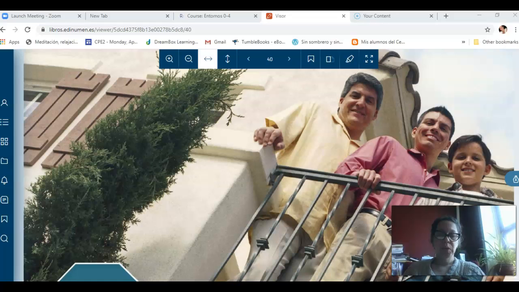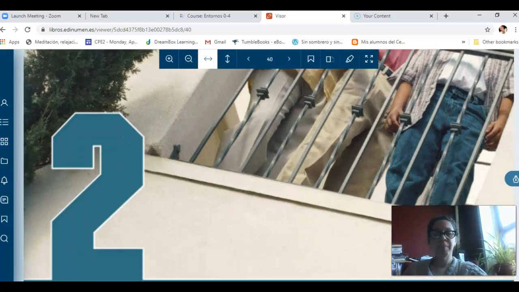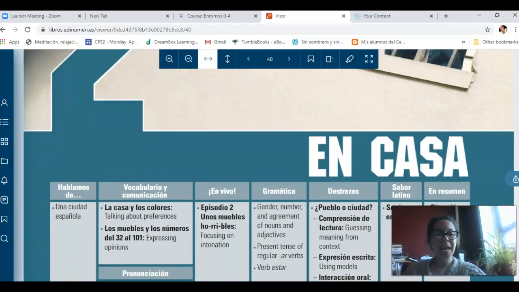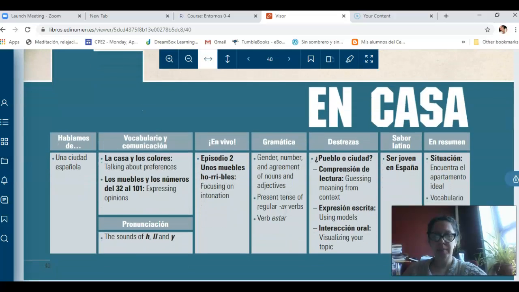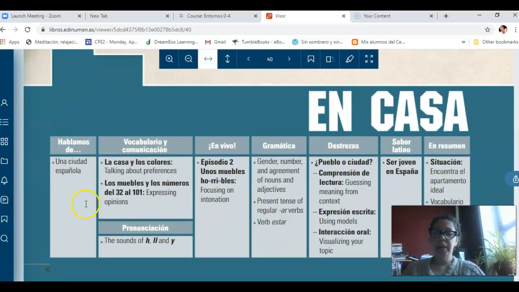Aquí comenzamos el capítulo número 2, ¿ok? El capítulo número 2 se llama En casa, ¿verdad? Y vamos a hablar de una ciudad española, pero también vamos a hablar de la casa, de los colores, vamos a hablar de los muebles, so the things that we have inside of the house, furniture, right? Muebles, los muebles. Vamos a hablar de los números, ¿verdad? Los números, ¿sí?